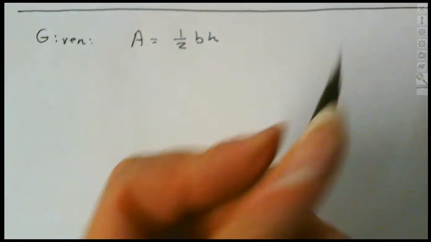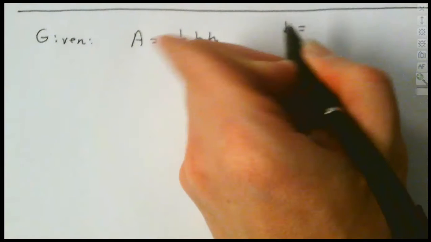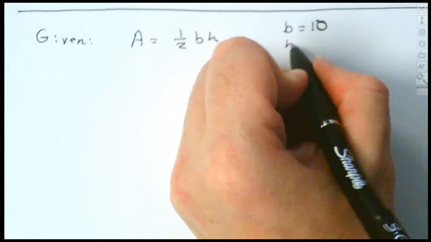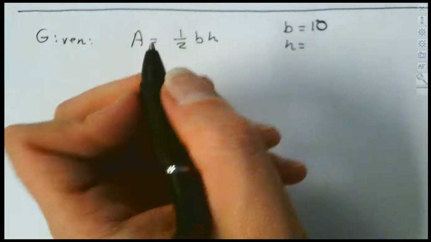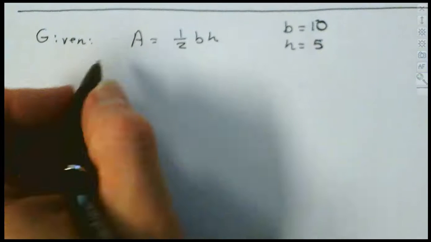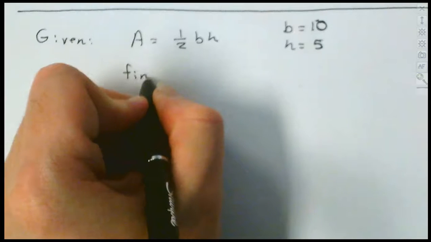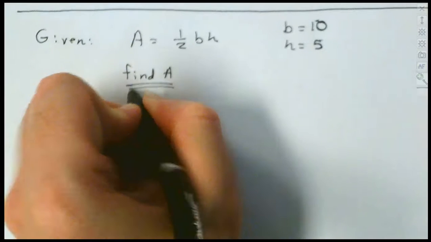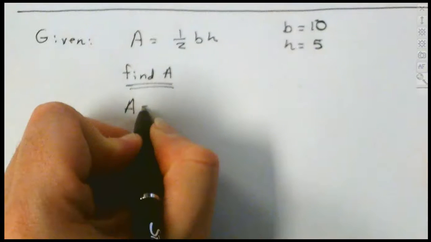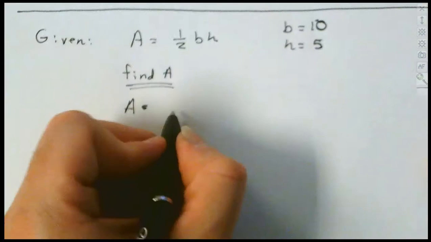So let's just do a pretty easy one here. Let's say I give you this formula, and I give you B is how about 10, and H is 5. So in this case, the one that we're missing is A. So I want you to find A, the value of A. Now I gave you the numbers to plug in. So this one was actually pretty easy. We plug in our numbers here.